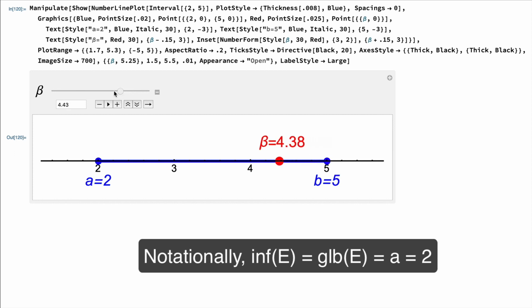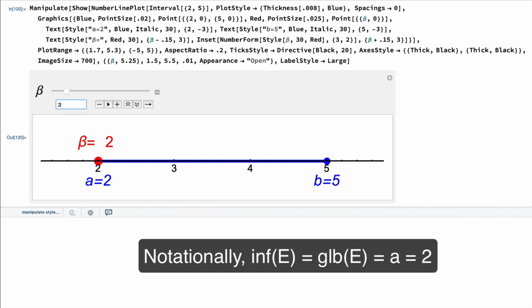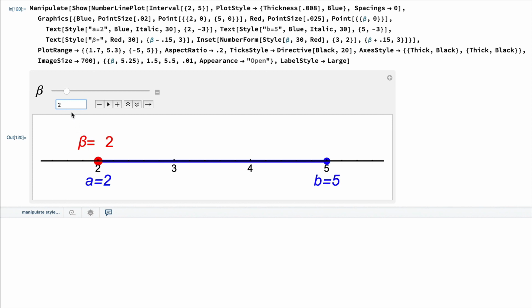If I decrease beta to equal the left endpoint, the lowest value in E, which is 2 exactly, that is the inf of E, the greatest lower bound. Any number less than 2 is a lower bound for E, but not the greatest lower bound. Any number bigger than 2 is no longer a lower bound of E. 2 is in fact the greatest lower bound. It is the inf of E.